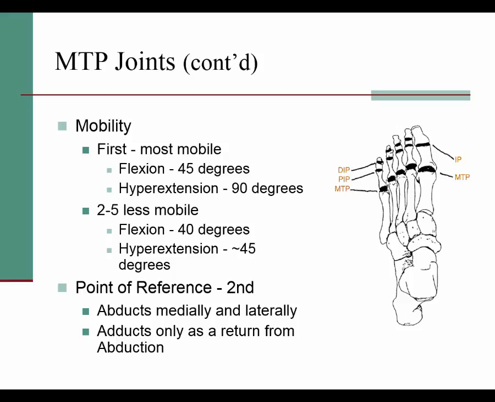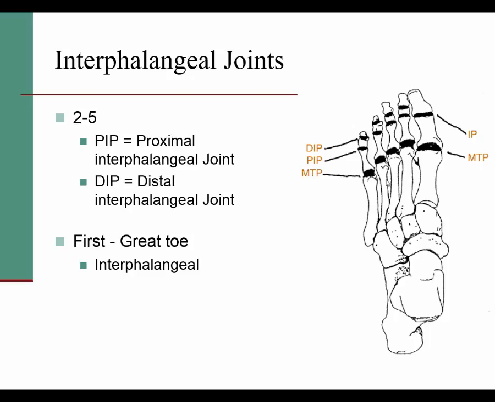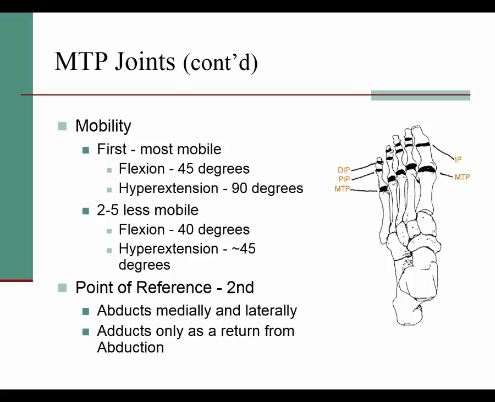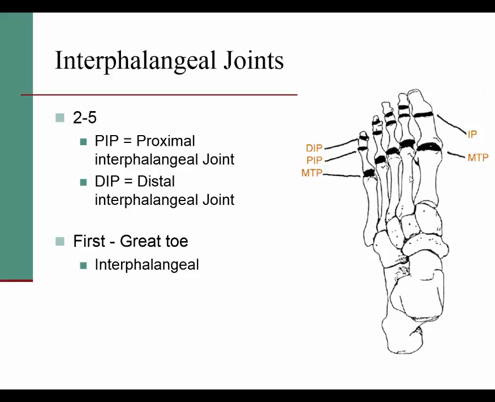Oh, and just a side note here, when we talk about the second metatarsal as the point of reference, there's no true midline to pass when it comes to adduction. All right, and then the interphalangeal joints, the digits 2 through 5, we've talked about that. You've got the PIP, the DIP, and then in the great toe, all you have is the IP.